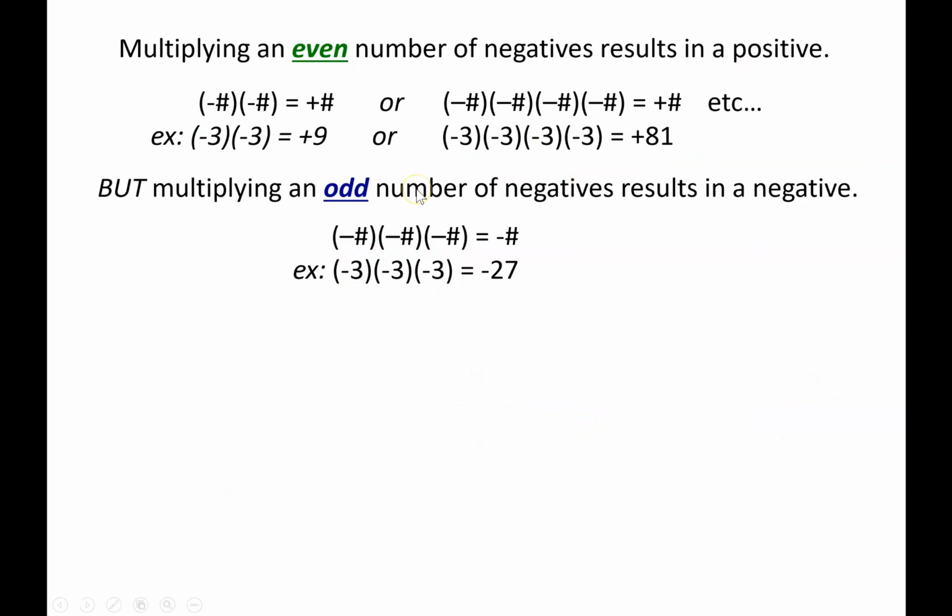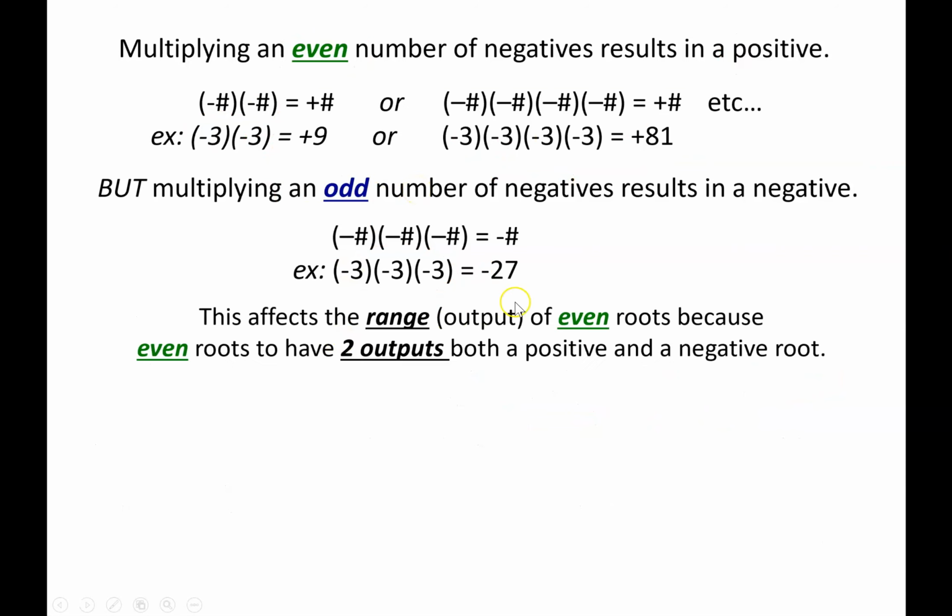Now the other effect is on the output of an even root, the range of an even root, because since multiplying an even number of negatives results in a positive, then when you go backwards to take an even root, there's two possible outputs. There's two possible answers to that, a positive and negative root. So when you get to something like this, right, square root of 9 or fourth root of 81, the question is, which one do I choose, right? The square root of 9, it could be 3 or -3, because we know 3 times 3 is 9, and we also know right here, -3 times -3 is also 9.